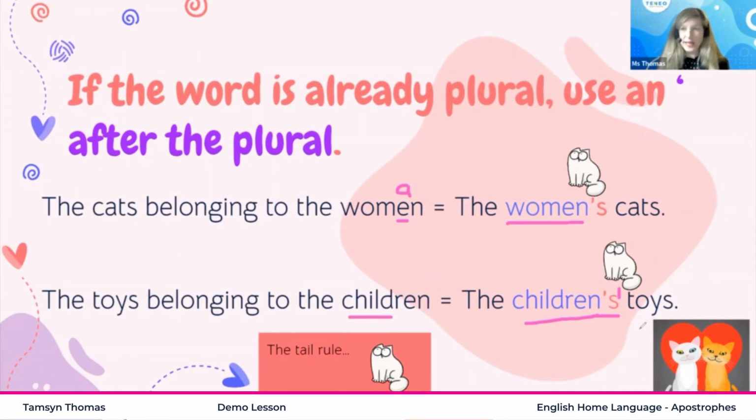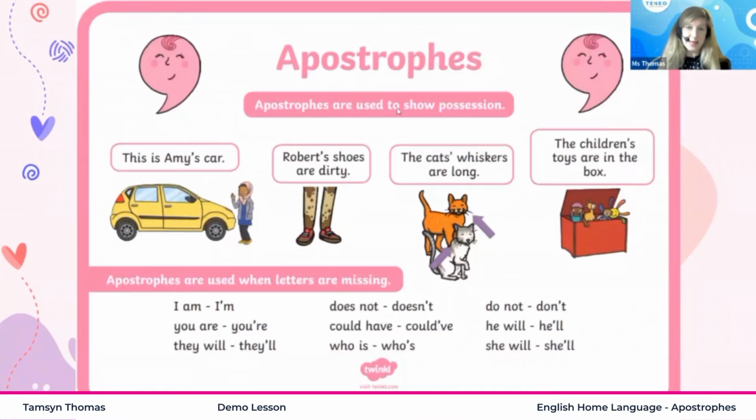Do we get such a thing as children's? No, one child, two children. So that is definitely incorrect, to put the apostrophe after the S, because we have no such thing as children's. Let's sum it up.